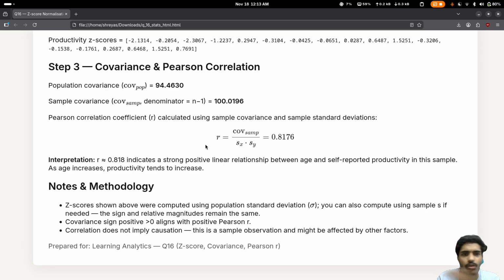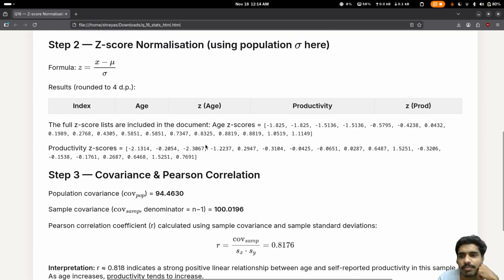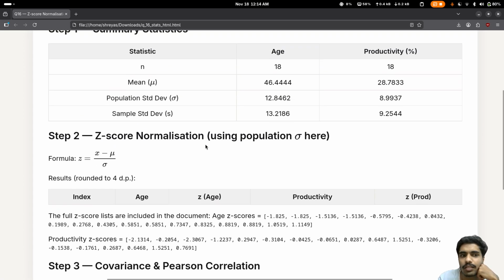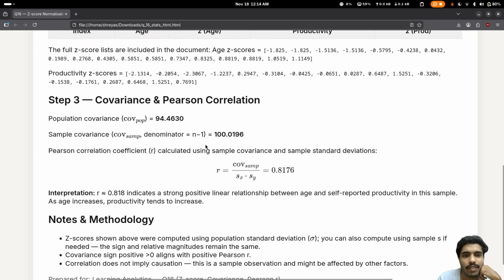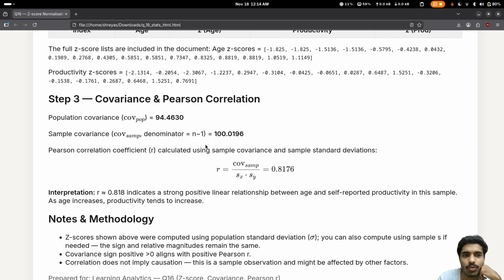So this was all we have to do in question number 16. We have to calculate the normalization values, the covariance and the correlation.